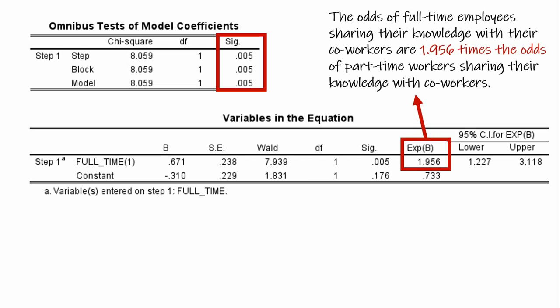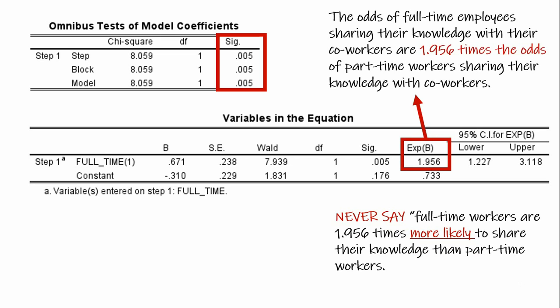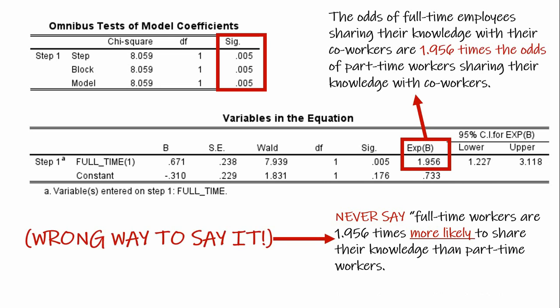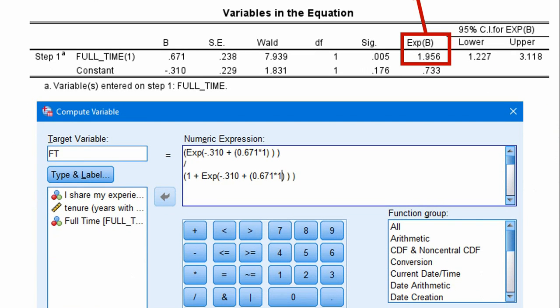Again, let me remind you that we don't say that full-time employees are 1.956 times more likely to share their knowledge. No, we don't do that. Again, this is an odds ratio, not a ratio of probabilities. So we should not use language like more likely or less likely. So just like we did before, let's calculate the conditional probabilities, one for each group, that is full-time workers versus part-time workers.